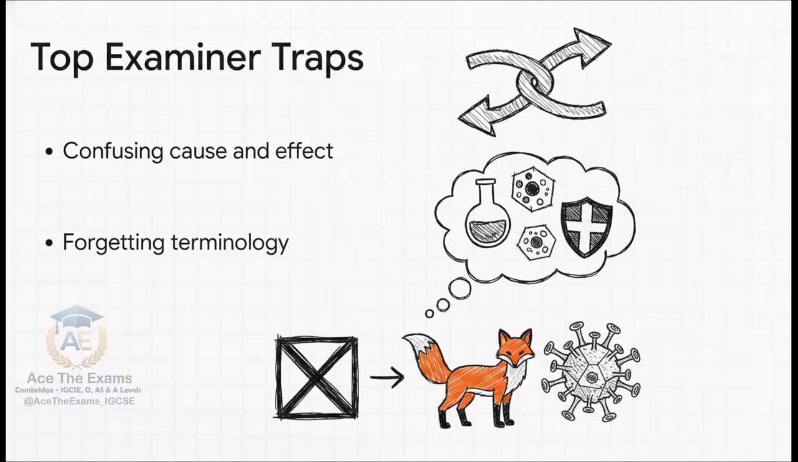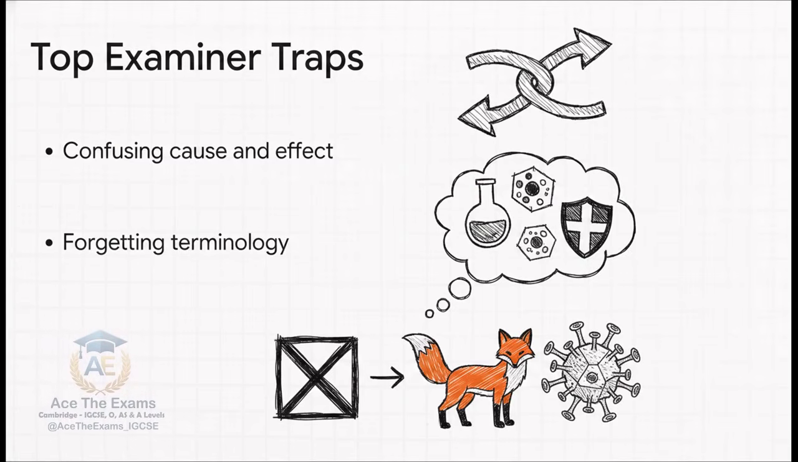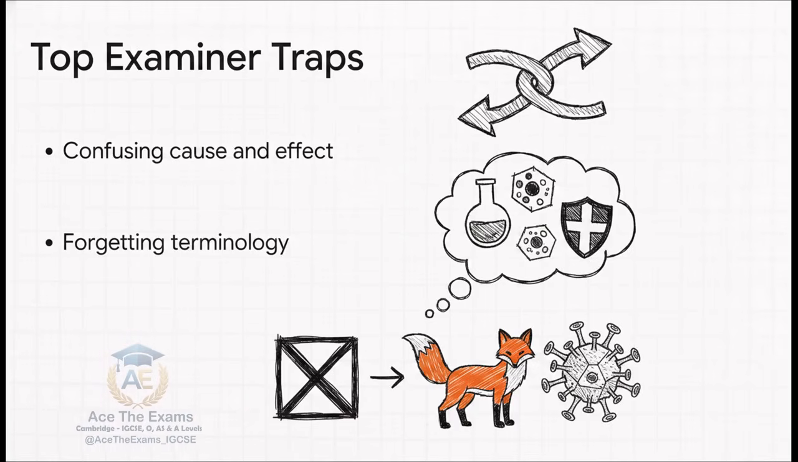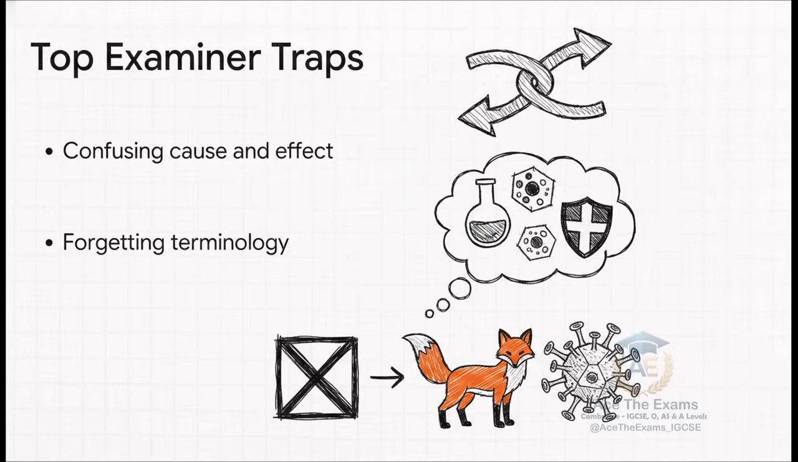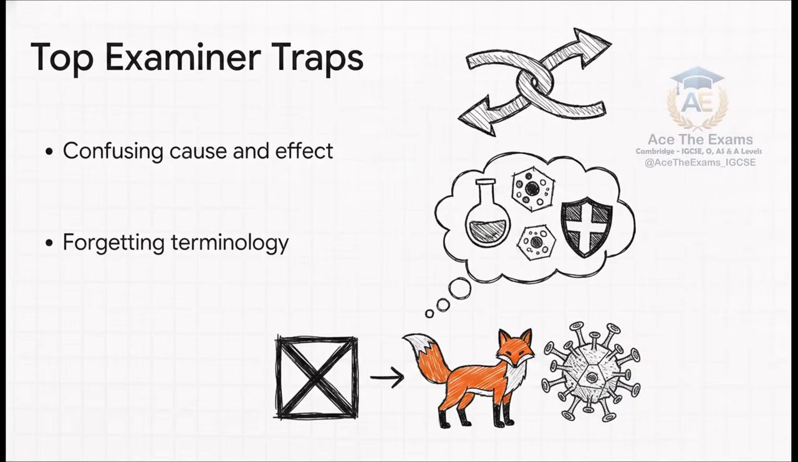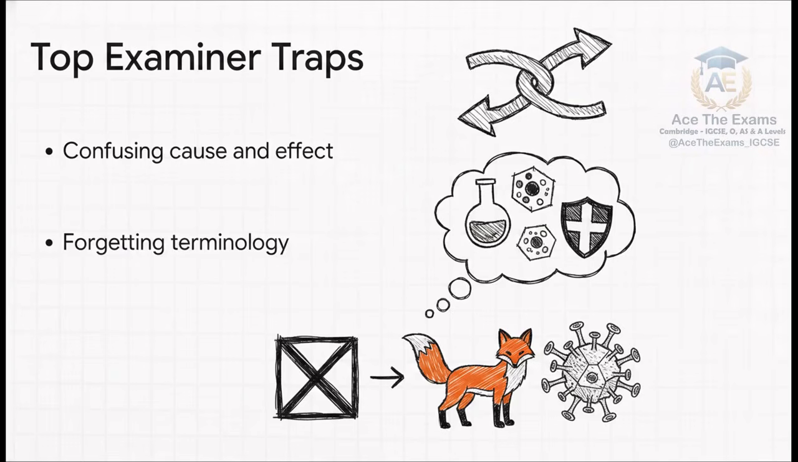Digging back into the principal examiner reports, there are three massive traps you absolutely must avoid. First up is confusing cause and effect, like saying a vaccine directly gives you immunity, rather than saying the vaccine introduces an antigen which actually causes an immune response. See the difference? Second, forgetting your terminology. You have to use words like antigen, antibody, lymphocyte, and memory cell flawlessly. And third, the all-time classic mistake, giving an answer that isn't specific to the context. If the question is about a rabies outbreak in foxes, your answer better mention foxes and the rabies virus, not just some generic textbook pathogen.